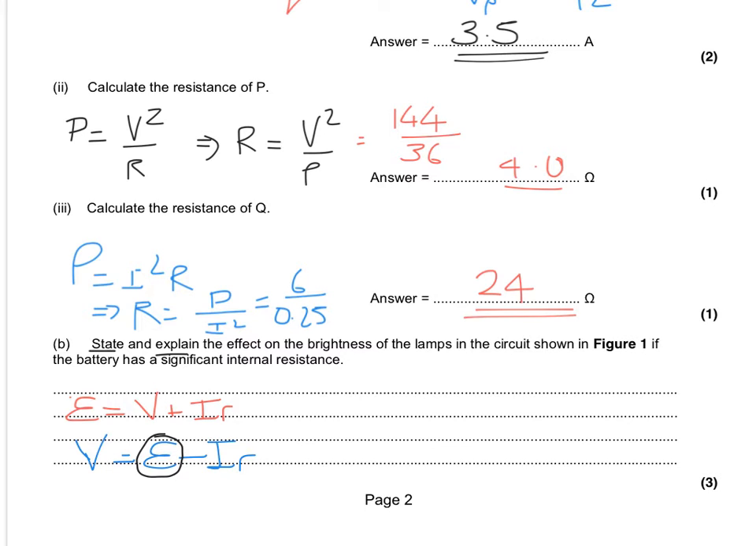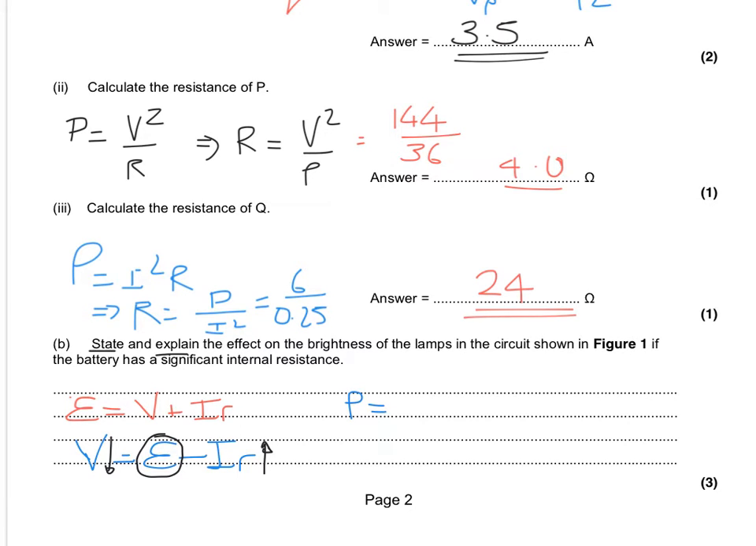So what's going to happen is if you increase this little internal resistance here, you're going to cause the terminal potential difference to decrease. Essentially, instead of applying 12 volts across the two different bulbs, you're going to apply less than 12 volts in this case. But the important thing is to then link this to the actual brightness.